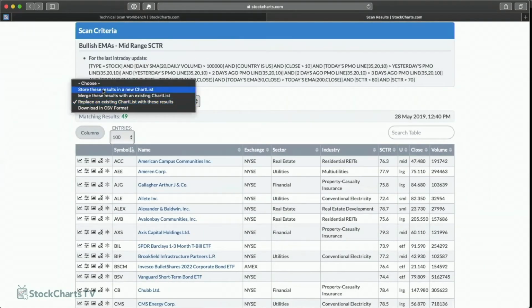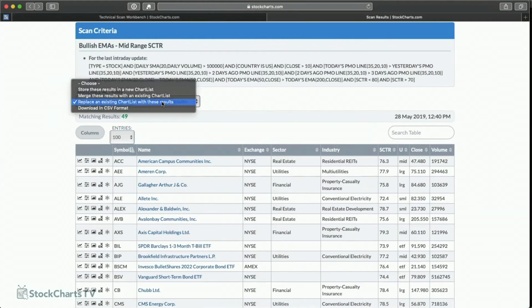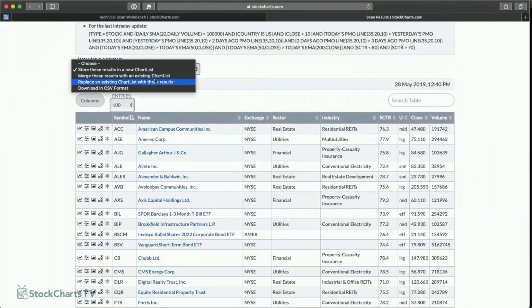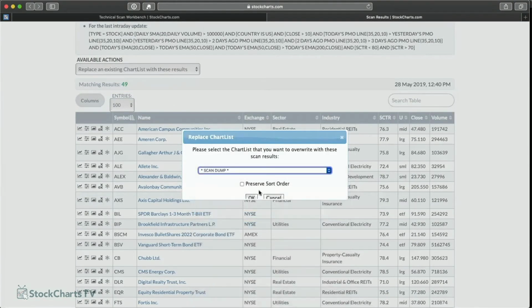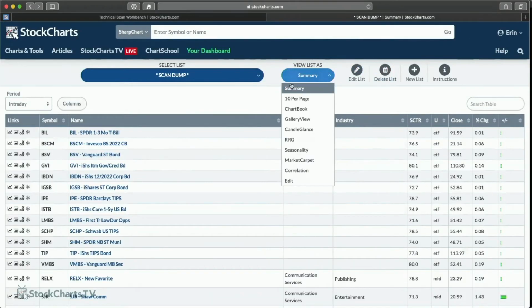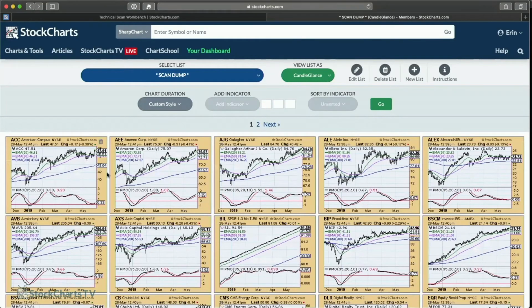If you store it in a new chart list, that's when you end up with chart list after chart list after chart list every time you do a scan. That's why I like to replace the results that way. So I'll put it in the scan dump right there. And now I want to view this in, ta-da, CandleGlance. And there it is. That's my setup that I have for my CandleGlance.